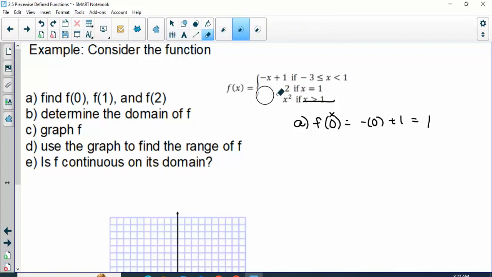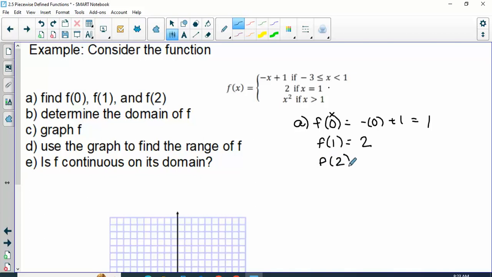So I might ask you just to evaluate these by plugging in. So if I ask for f of 1, which piece are you plugging that into? It would be the second one. 2 if x equals 1. So if we put in 1, we just get out 2. If I said f of 2, which piece do you plug that into? 2 is greater than 1, so it would be the last piece, x squared.